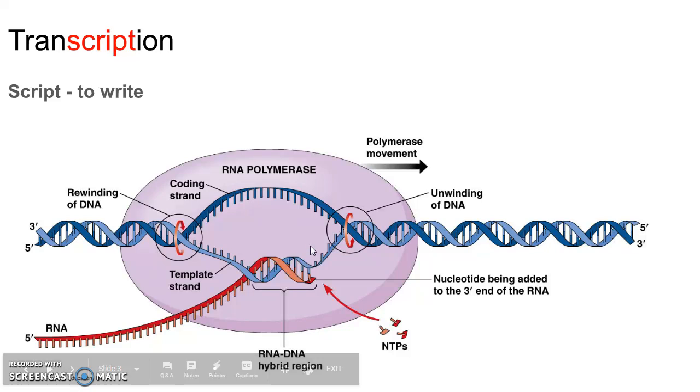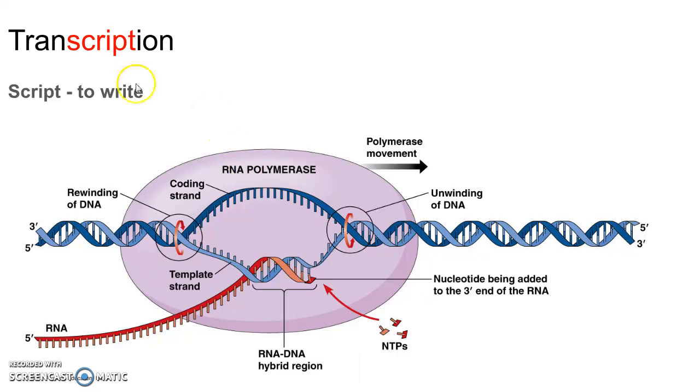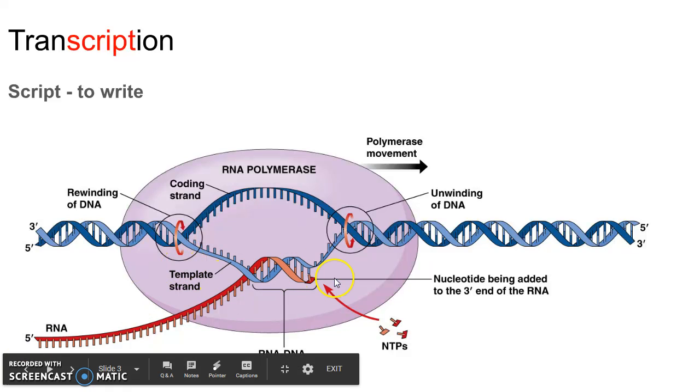The major difference between DNA replication and transcription is that we're only making a short strand, a message. This message is just for one gene, for one trait. In DNA replication, we're making a whole copy of the DNA. This one's just a short strand.